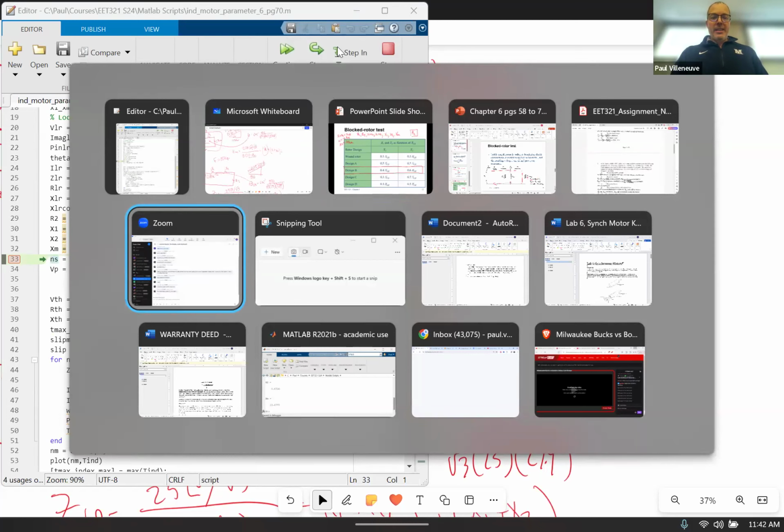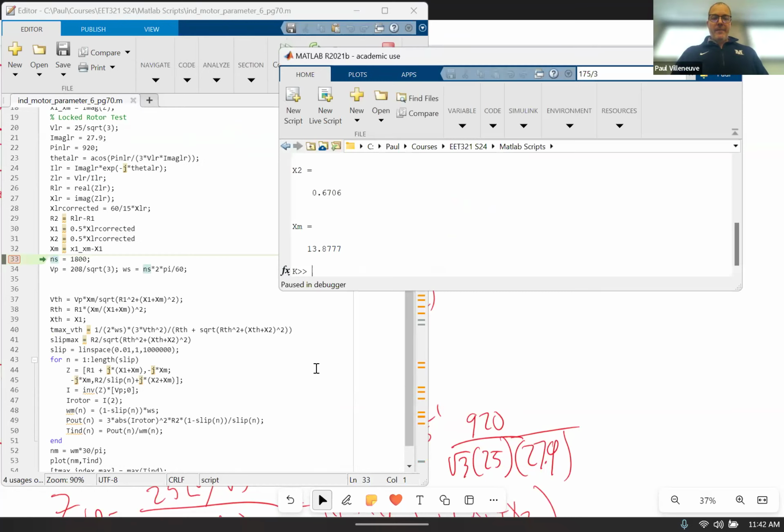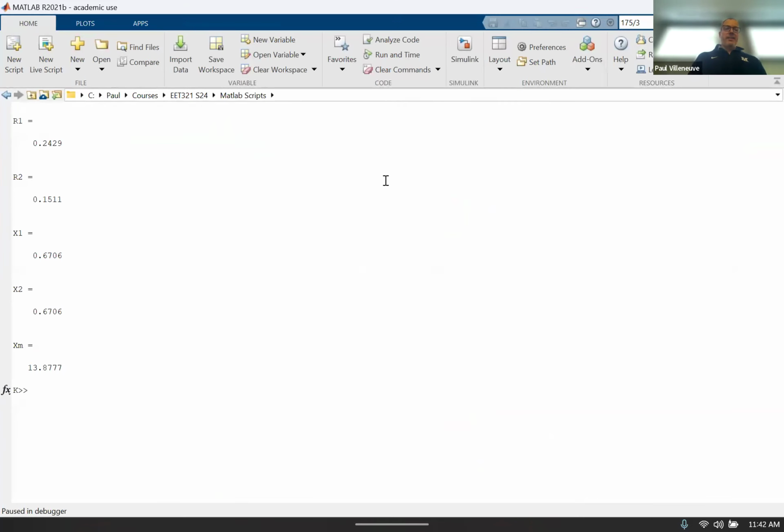Where is MATLAB? Oh, here it is. And there are your values. Here's R1 from the DC test. R2 I got from the DC test and the locked rotor test. X1 and X2 I got from the locked rotor test plus the table based on the NEMA design. And XM I got from the no load test with the fact that I already got X1.